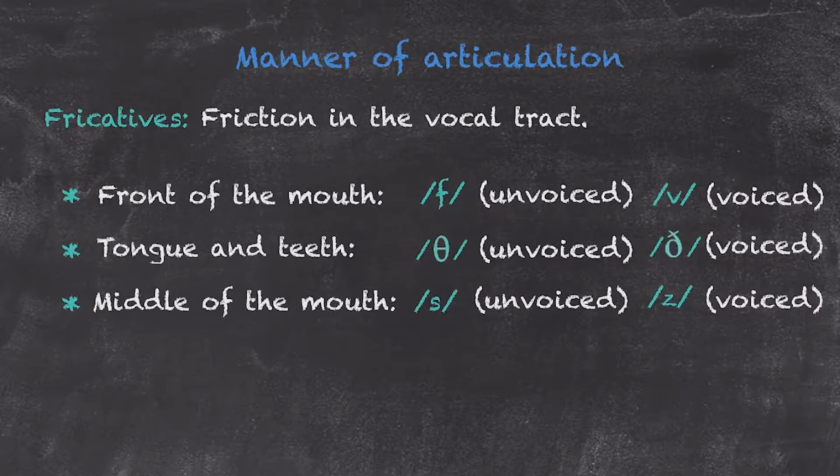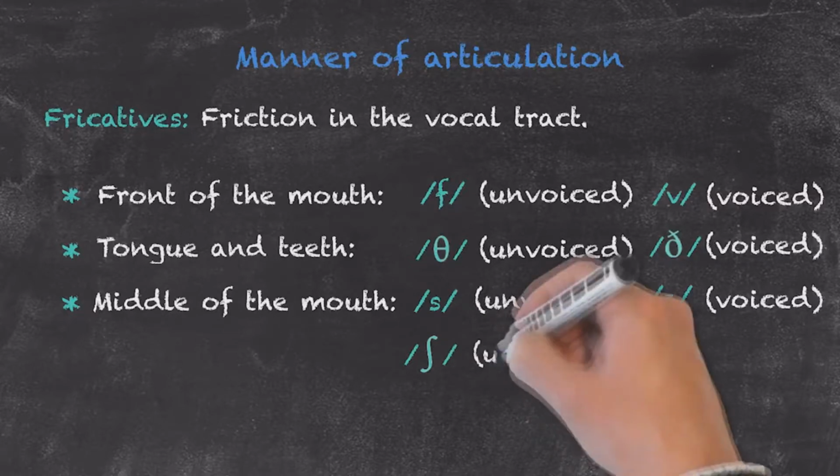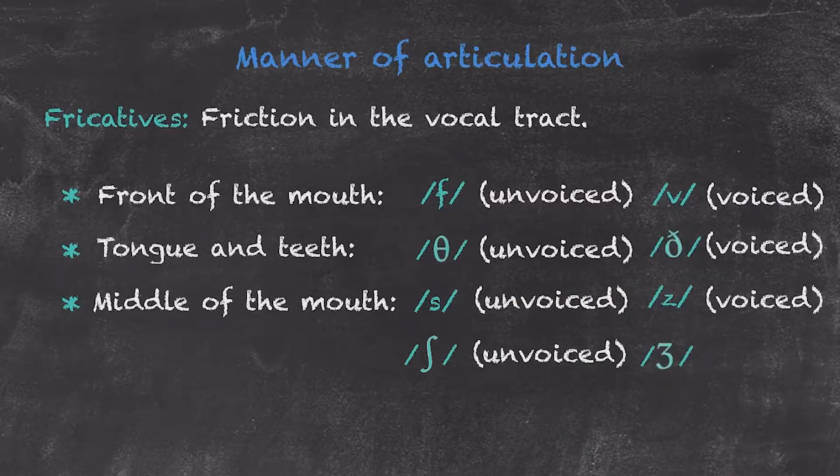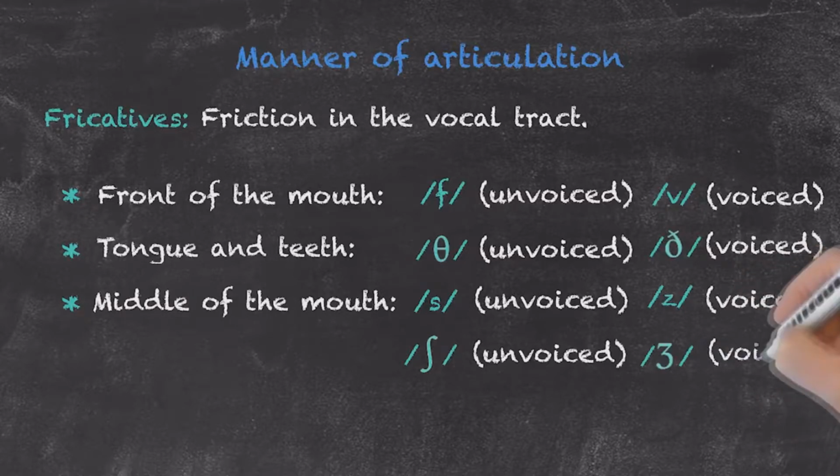Our second set of sounds within this part of our vocal tract are sh and zh. Again, very similar sounds, same place, same manner of articulation. The only difference is that one is voiced while the other is not. Let's look at the unvoiced sh and the voiced zh.